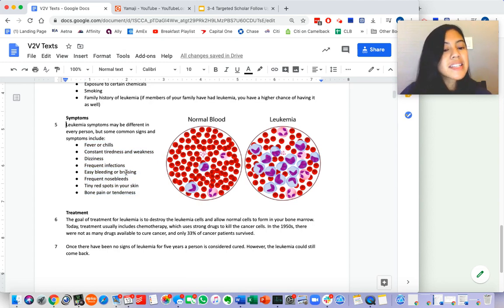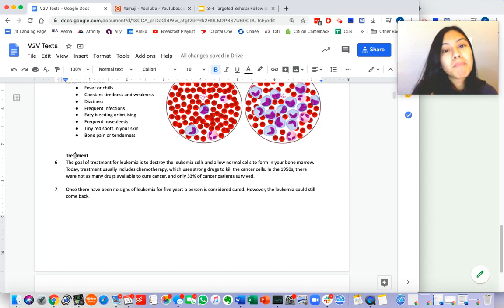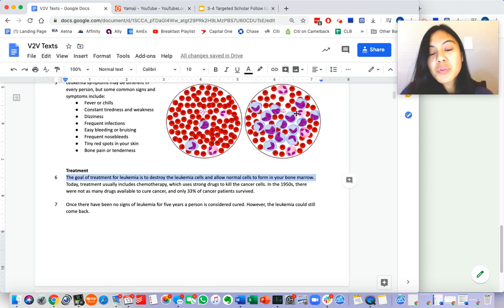Scholars, because this is not a complete sentence, I don't need to highlight a topic sentence here. Let's read paragraph 6. Treatment. Here, I know from my schema that treatment is how we get better from a sickness. The goal of treatment for leukemia is to destroy the leukemia cells and allow normal cells to form in your bone marrow. So, those are those abnormal white blood cells here.